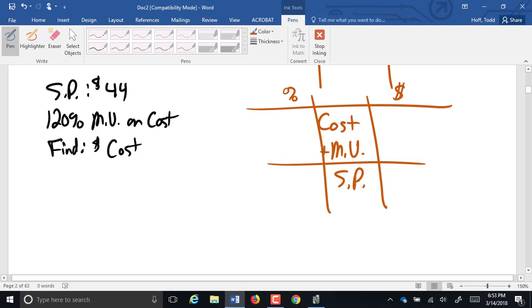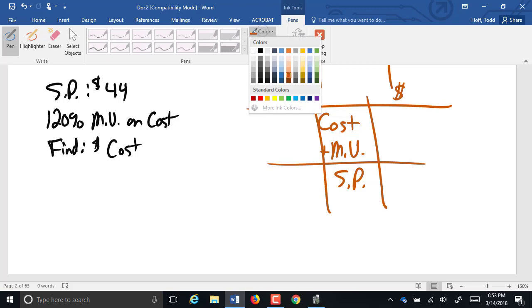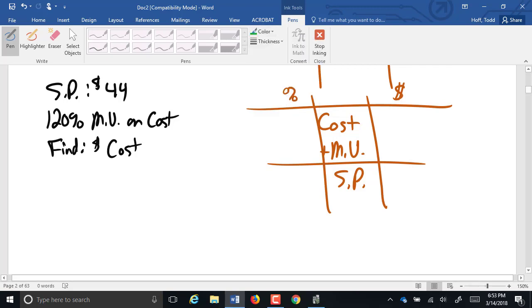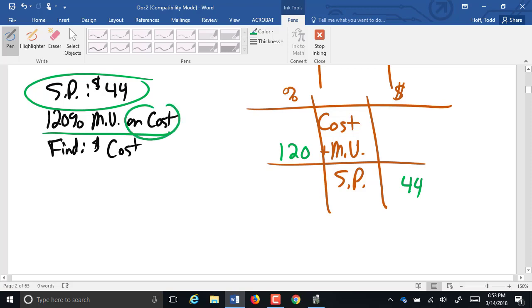Are we ready? No, not really. It's possible. Let's take a look. Actually, I think you went the wrong direction on it. So we've got the selling price of 44. That goes here. You must have put it on the cost. Did you? Okay. 120% markup. That goes there. On cost means 100 goes on the cost. What goes here? 220. We've got to add those up.